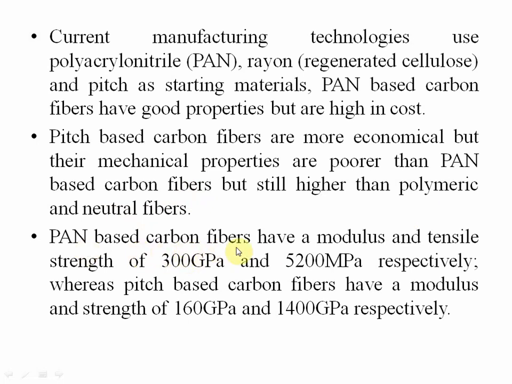PAN based carbon fibers have a modulus and tensile strength of 300 GPa and 5200 MPa respectively, whereas pitch based carbon fibers have modulus and strength of about 160 GPa and 1400 MPa respectively. Okay, this is about carbon fibers.